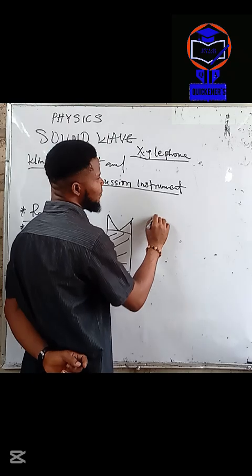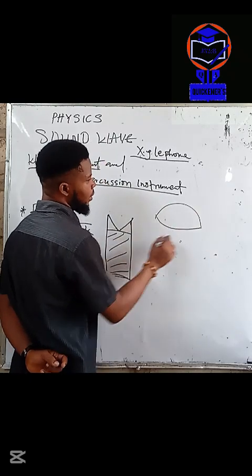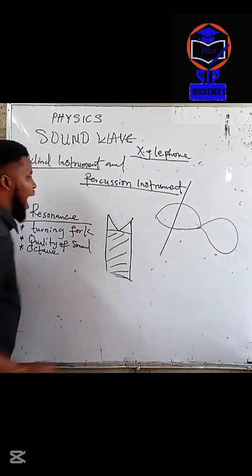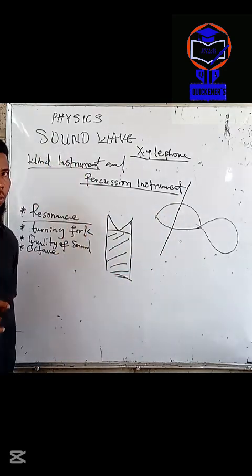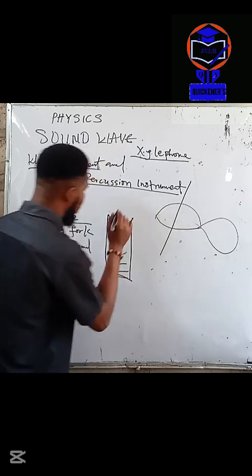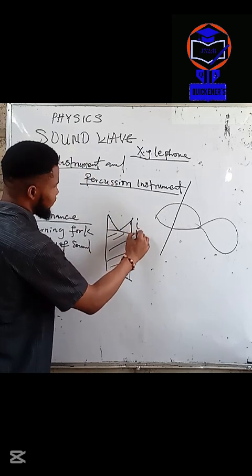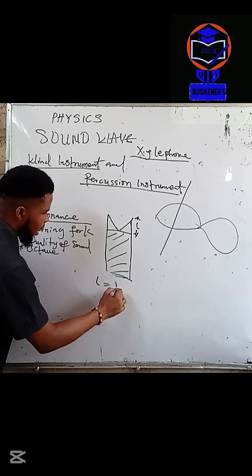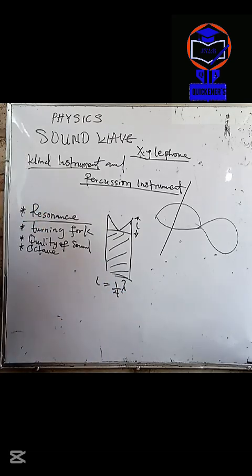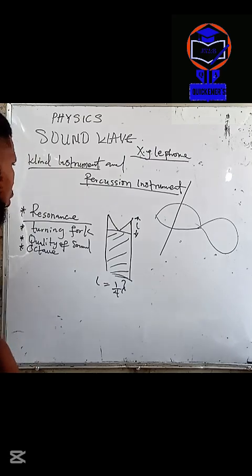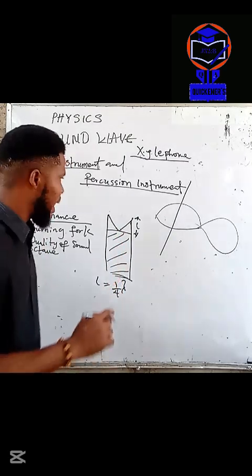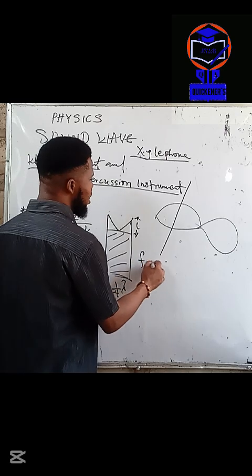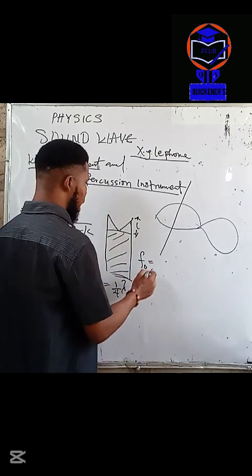Remember, when we say half, it is something of this form, then one makes this form. So now if we have half of half, which is what we are seeing here, that is a quarter. So we say that the length of the air column is equal to a quarter wavelength. Remember, this is the first note that will be made, and this is also known as the fundamental frequency.